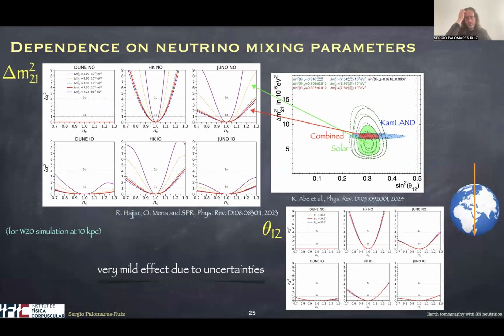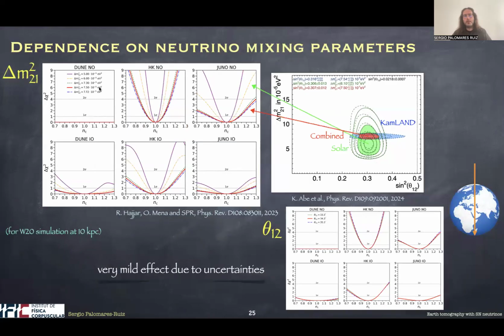And finally, we ask what about the dependence on the mass square difference and on the mixing parameter? It turns out that the smaller the mass square difference, the lower the energies at which matter effects occur, so they are more important. We can see this, for instance, by comparing the red curve here, which is the combined best fit that I've been using in all the results that I show you, to the best fit coming from solar neutrinos. Significant improvement would be possible if it turned out to be the solar best fit. The mixing angle has a very mild effect, so we don't have to worry about that.